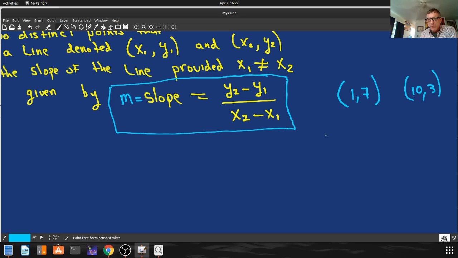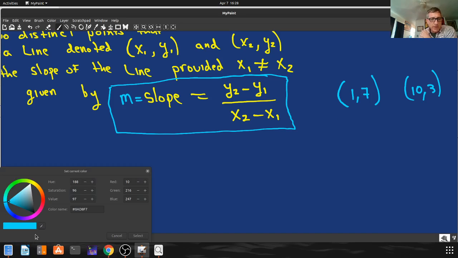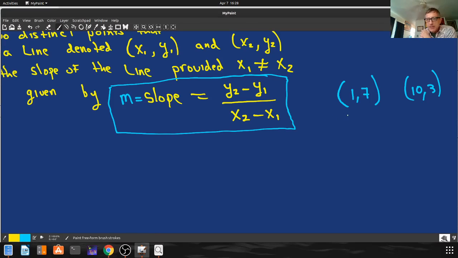So we're asked to find the slope of the line that passes through these 2 points. These 2 points are different points, so when I draw a line through them, I get a line with a certain slope. So how do we do it? Well, here is the formula. And it doesn't matter which one you choose, just choose one of them. It always comes out the same.